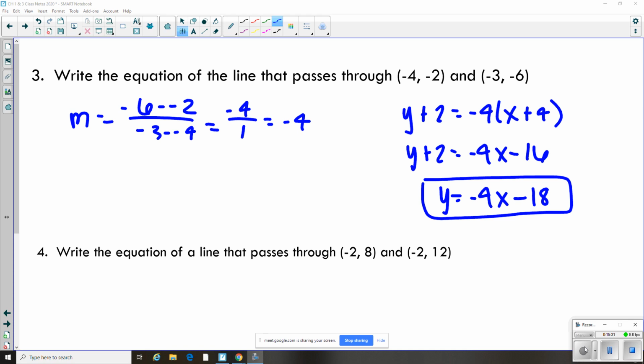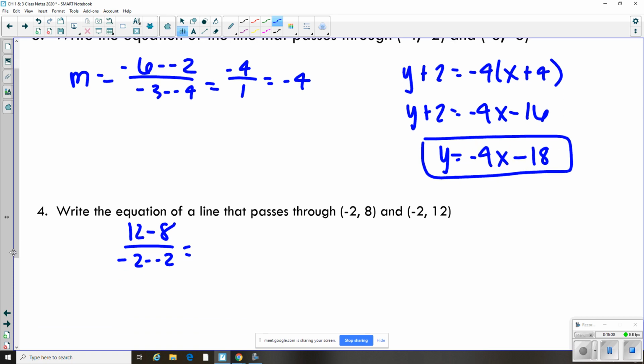What about number 4? When I set up my slope here, I get 12 minus 8 over negative 2 minus negative 2. What does that give me? Undefined. 4 over 0, yep, which is undefined. What kind of, X equals, and x equals, right? So an undefined slope is a vertical line. A vertical line is in the form x equals some number. Well, what happens to be that number? So it's got to go through these 2 points, right?